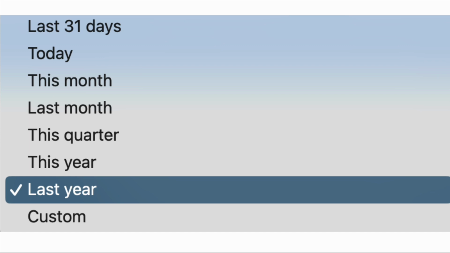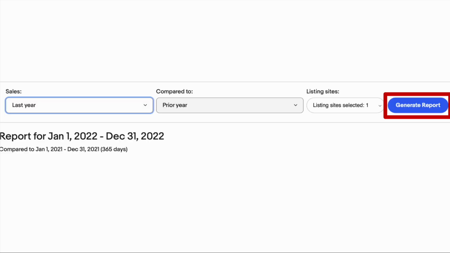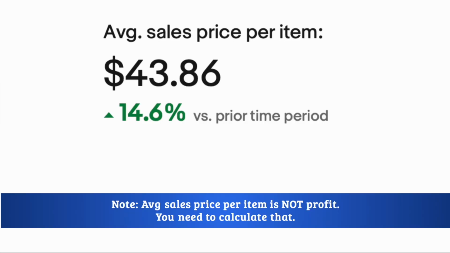Or if you check on this throughout the year, you have all these different options, or you can even do a custom date range if you want to look at a certain time period. So I chose last year, which is 2022. And you'll get a screen like this, and then you can generate that report. What I focus on is my sales price and profit per item. So let me emphasize that average sales price that eBay gives you is not profit. You need to calculate that.